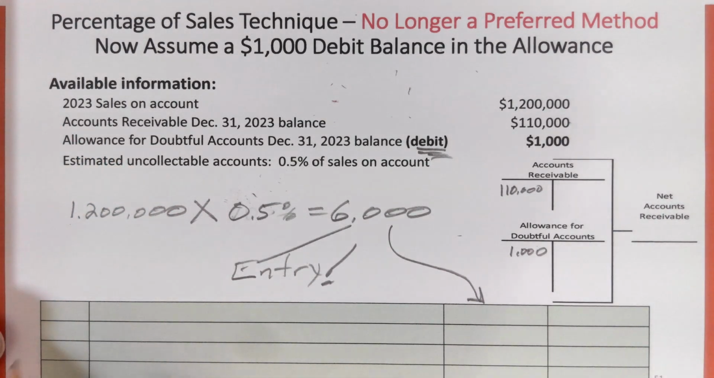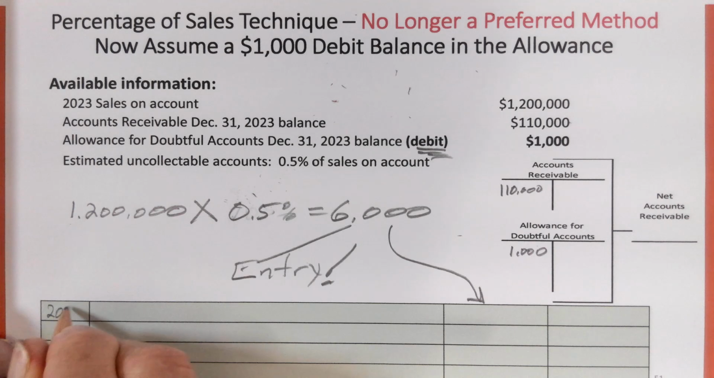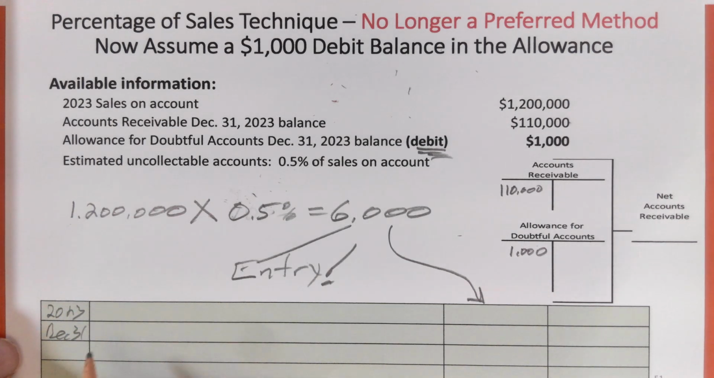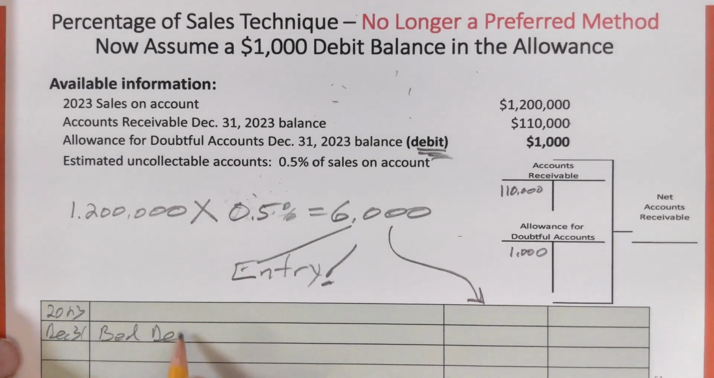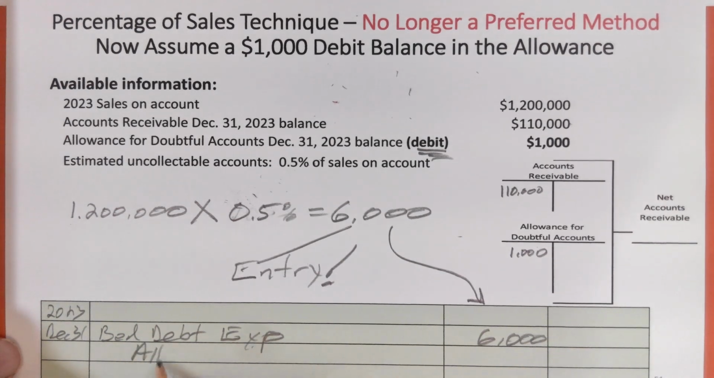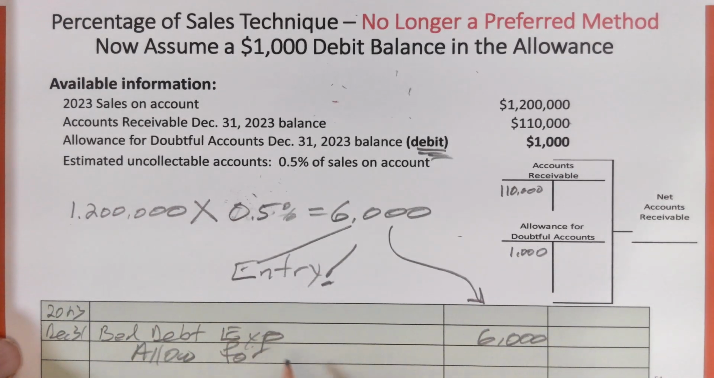So let's go ahead and make the entry. Same as before. 2023, December 31st. We're going to debit the bad debt expense for $6,000. Credit the allowance for doubtful accounts, $6,000, and we're done with our entries now.